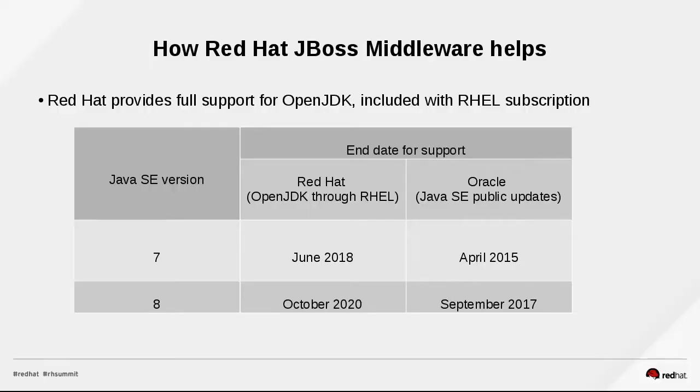We not only rely on Java SE, but we actually support it. We support OpenJDK, and OpenJDK is included with your Red Hat Enterprise Linux subscription. For example, currently we are supporting OpenJDK 7 and 8, and we support it for a longer life cycle than the public Java SE updates that Oracle provides. For Java SE 7, we support it up to June 2018. For 8, we are supporting it until October of 2020.